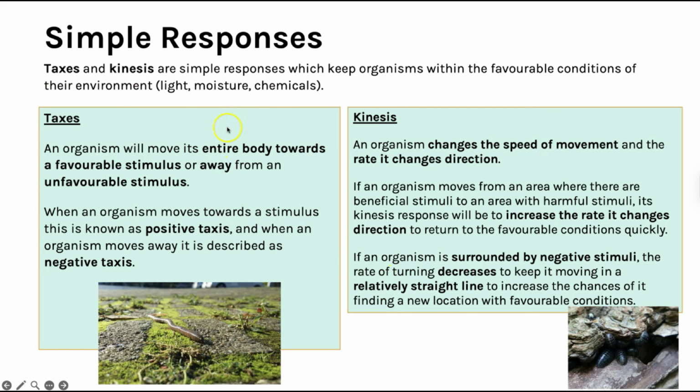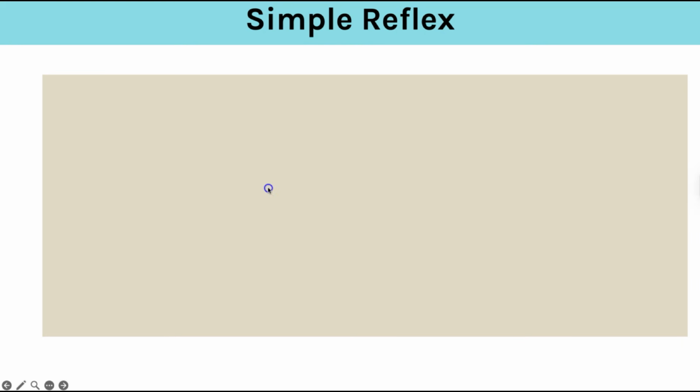And just linked to this, most of the responses will be that they'll want an area where it's dark, and that would be to not be easily seen by predators or to stop them from drying out. Moisture, they'll want a more moist area, again, to stop them from drying out. Chemicals, they might be moving towards certain chemicals because that might indicate the presence of food.